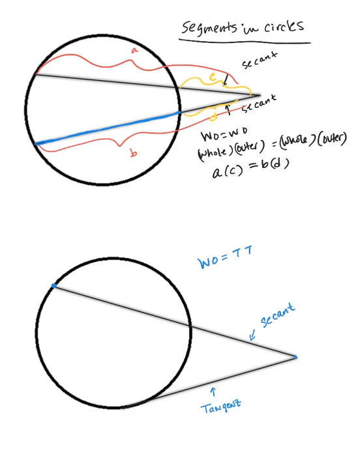So what this means is that the whole, so here's the whole for the secant, times the outer part for the secant, whole times outer, equals tangent times tangent, or tangent squared.